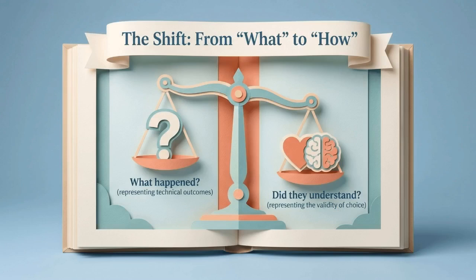There's a fundamental shift in perspective that we must embrace as we move into this week's material. In the past, medical ethics often focused on the outcome. What happened to the patient? While outcomes remain important, the modern ethical framework asks a more nuanced question. Did the patient actually agree to this? And did they truly understand what they were agreeing to? This shift moves the focus from the technical success of a procedure to the validity of the patient's choice. It recognizes that a technically perfect surgery is still an ethical failure if the patient was misled or coerced.